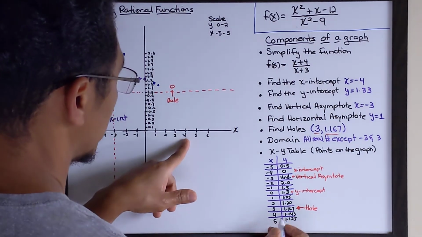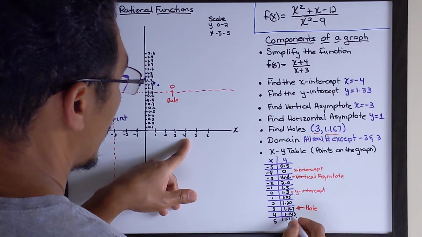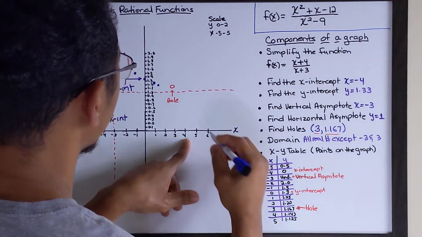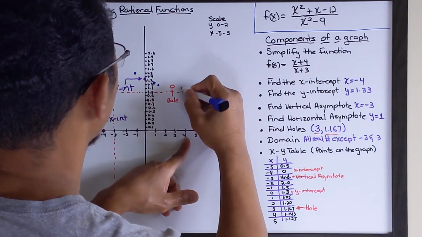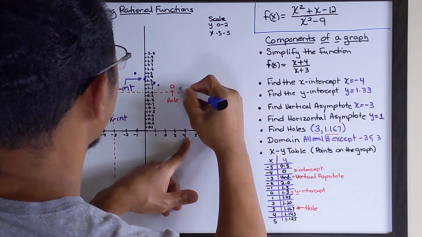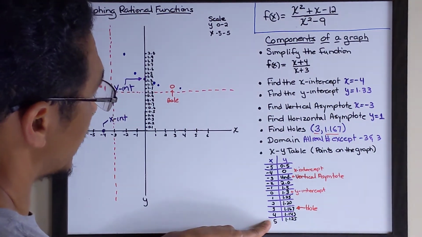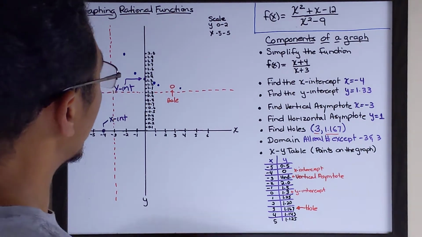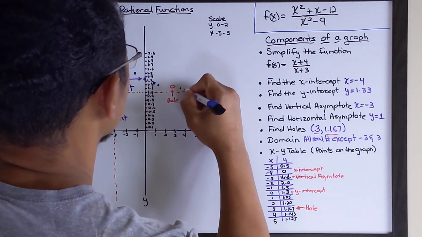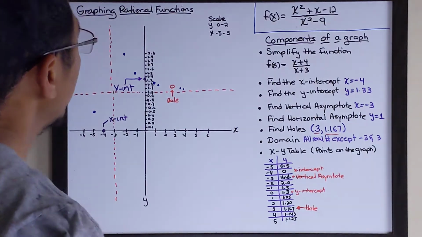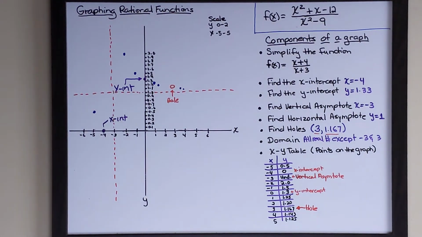So next thing is when x is equal to 4, y is equal to 1.143. Some 1.143, just a little bit right there. And then last is when x is equal to 5, y is equal to 1.125, something like that. So it's a little lower right here. Okay. So let's connect the dots.